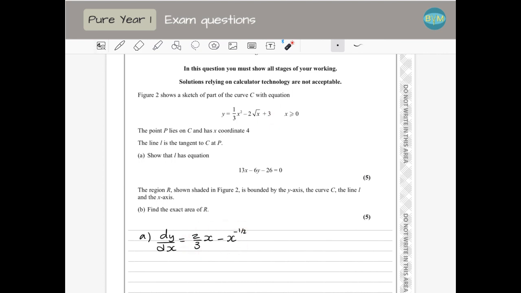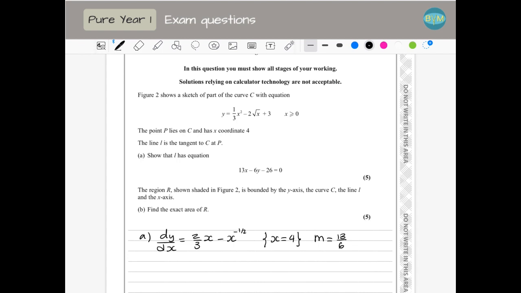This is going to give me the gradient at any point, but I need the gradient when x is 4. So I'm just going to substitute x by 4 here, and I get the gradient. So the gradient is 13/6. Just doing that, just substituting. Yes, that's the gradient of the line.